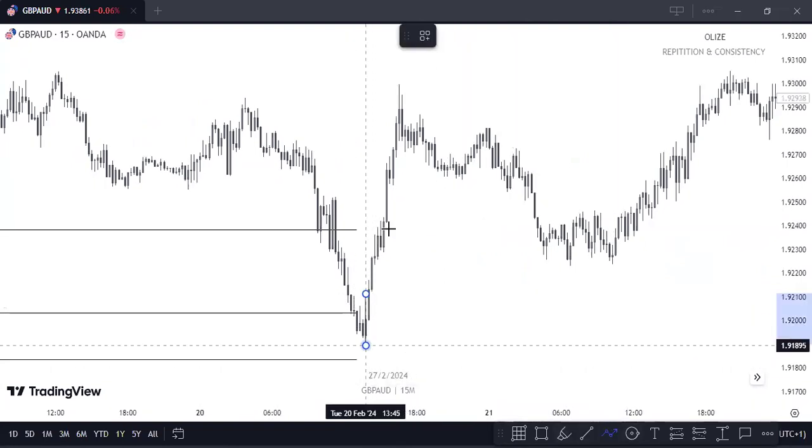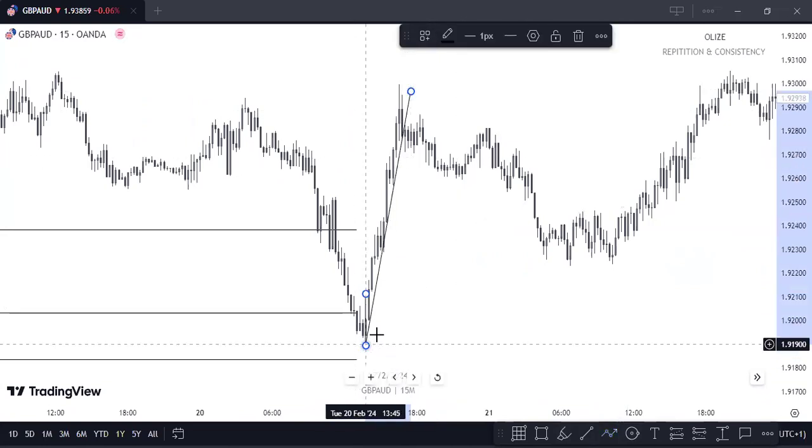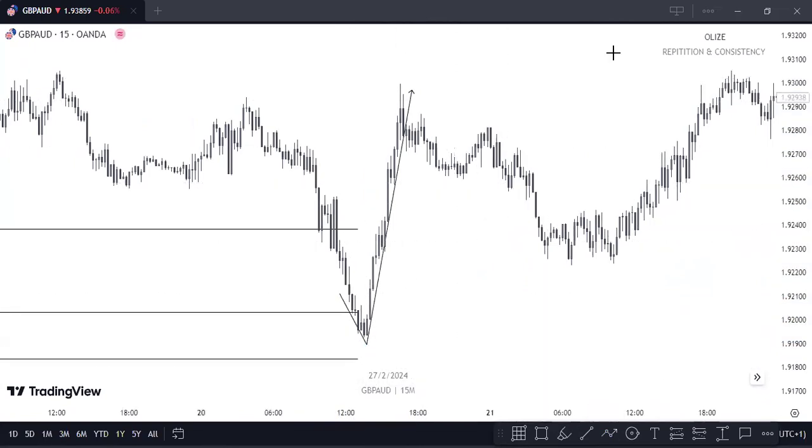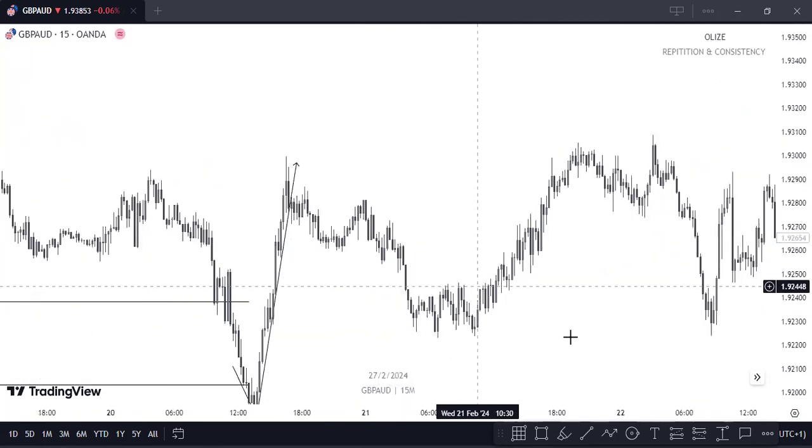So price reacting here, any buy setup you see from this one going to your overall higher time frame target is valid. Do you understand? Yes, boss. Any setup you see from this one now going to your overall target is valid.